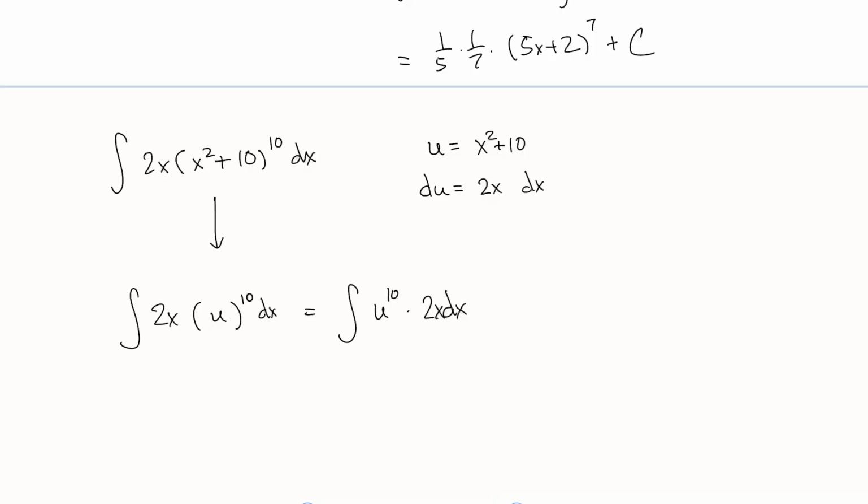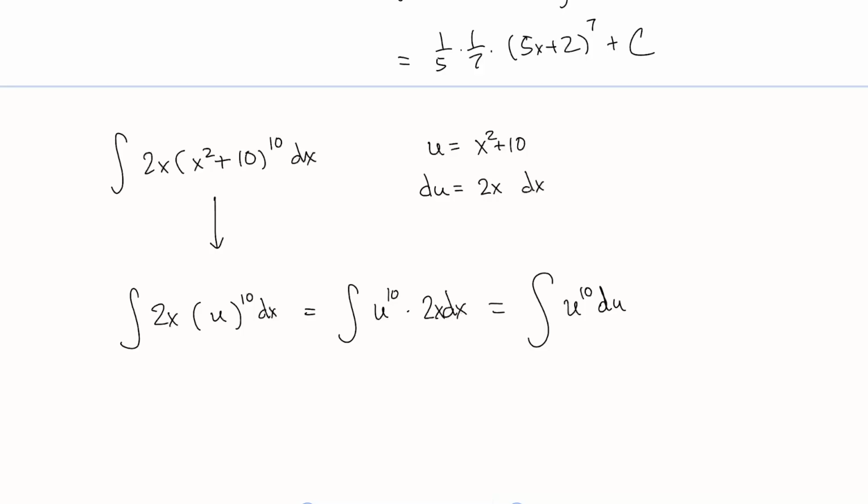And now we have to somehow write this stuff using u's, not using x's anymore. But we kind of get lucky in this case. 2x dx, I see that right here. That is equal to du. So this part is just du, right? So it says u to the 10 du. That's it. All right. Here we actually didn't have to factor out a constant or anything like that, which we did in the previous one. I'm not done yet, but I hope everybody's feeling good so far.